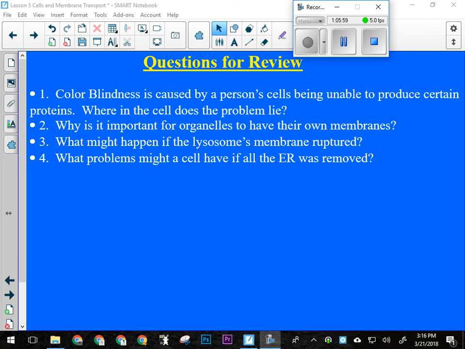If the lysosome's membrane ruptured, what would happen to the cell? It would eat itself. Yeah.